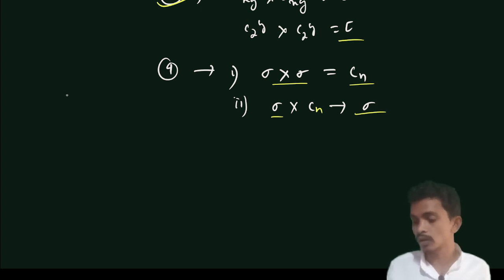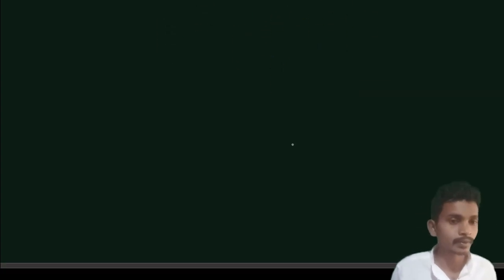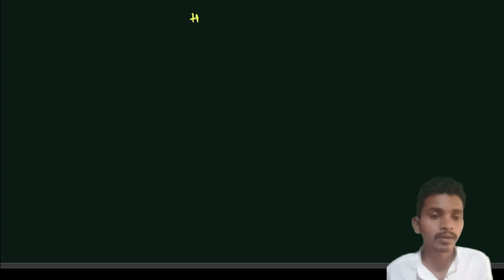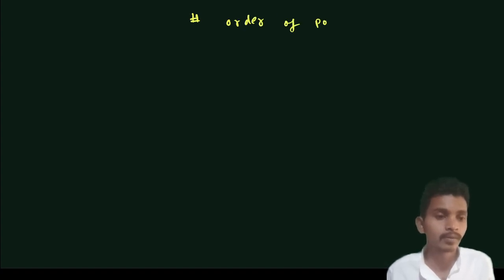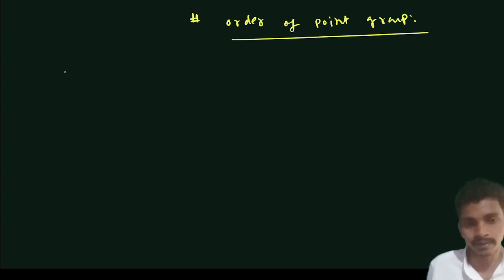Now we look at the order of point groups. So the next topic is the order of the point groups. Order of point group means the total number of operations needed to get the identity element for any symmetry element.